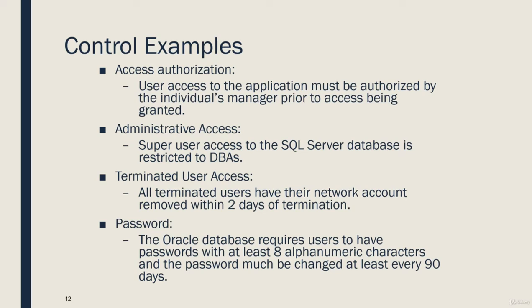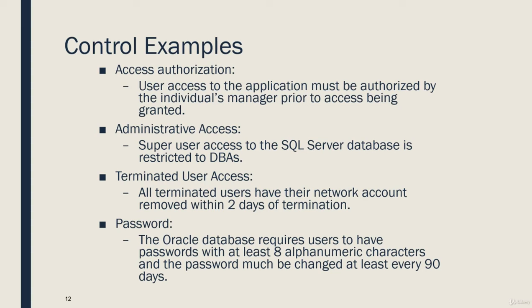The third example we have is about terminated user access, and it reads, all terminated users have their network account removed within 2 days of termination. This is also very clear. It's talking about terminated users. It's talking about the access, specifically the network account access, and is given a duration, 2 days. Within 2 days of termination, network access must be removed. So it's very clear what this particular control activity is about.